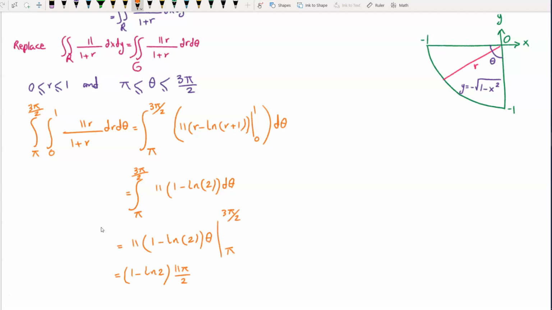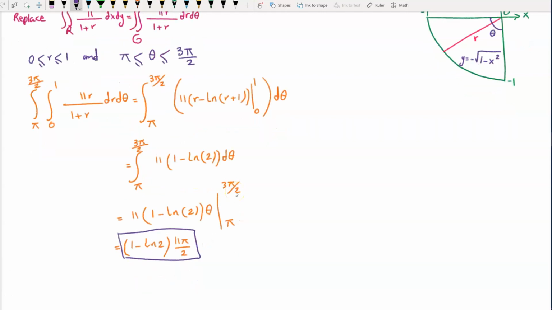Now integrate with respect to theta. Here we have 11 times 1 minus ln 2 times theta, from pi to 3 pi over 2. And this is equal to 1 minus ln 2 times 11 pi over 2. So this is our final answer for the double integral. Note that what I did, again, I used 3 pi over 2 for theta, and then minus using pi for theta. Or we can subtract these, 3 pi over 2 minus pi, that is pi over 2, and then use that here. We're going to have the same result.